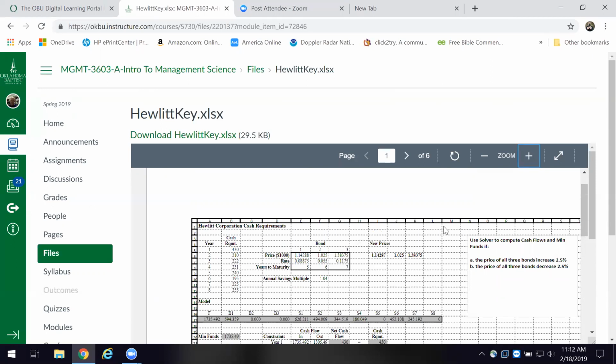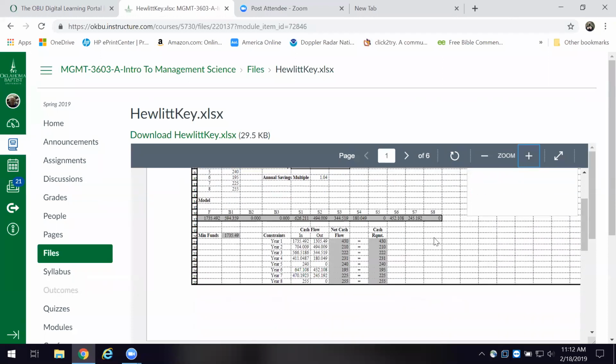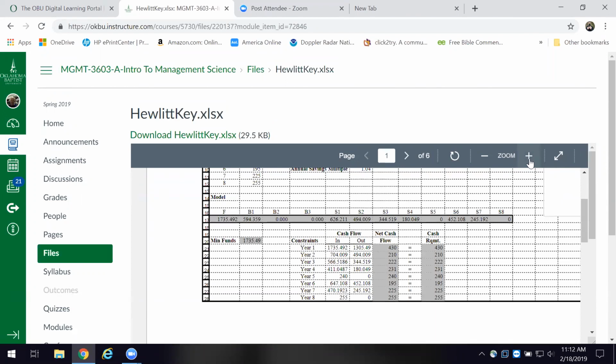The price of the 3 bonds, a couple of increases, and then if the price decreases, and what that would look like in terms of new prices, and then in terms of what things would look like in terms of the minimum funds. Now, this is a minimization problem because this company wants to have enough cash to pay the obligations as they're lined out there.